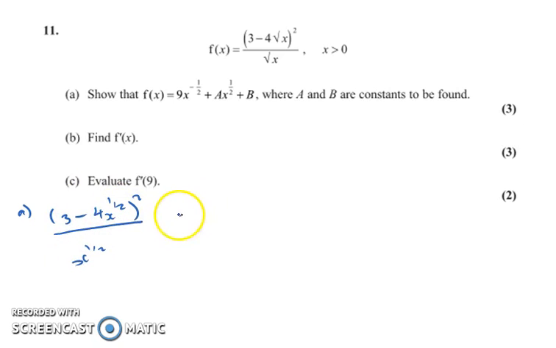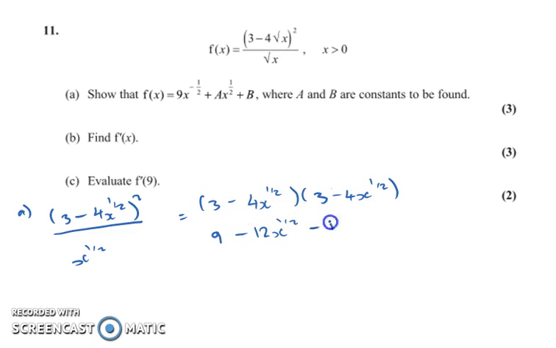So let's get rid of the double bracket first. 3 minus 4x to the half, bracket 3 minus 4x to the half. Multiply this out. 3 times 3 is 9. 3 times minus 4x to the half is minus 12x to the half. Again, another minus 12x to the half. Minus 4 times minus 4 is plus 16. X to the half times x to the half is x to the power of 1. And that is all divided by x to the half.